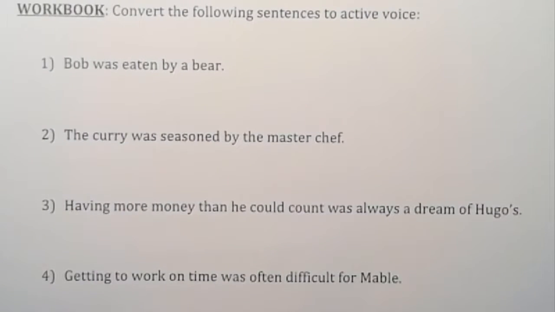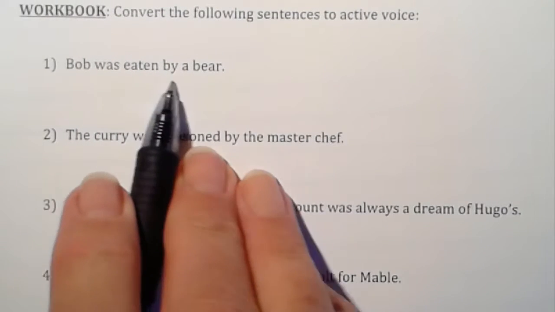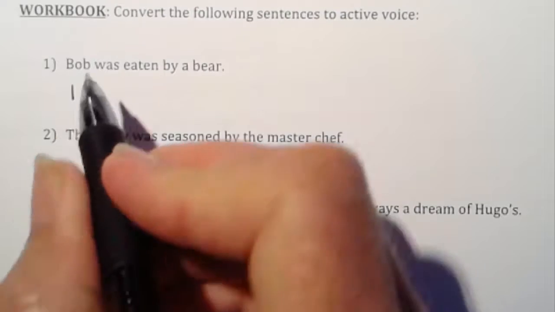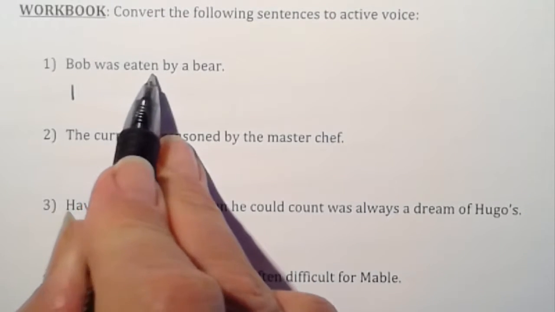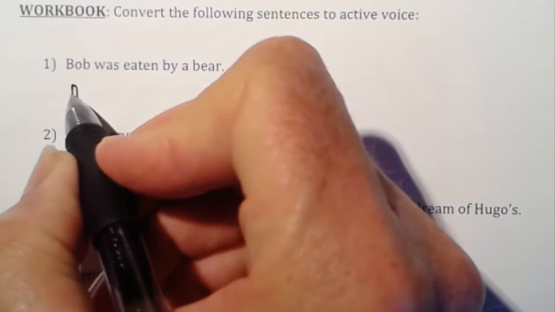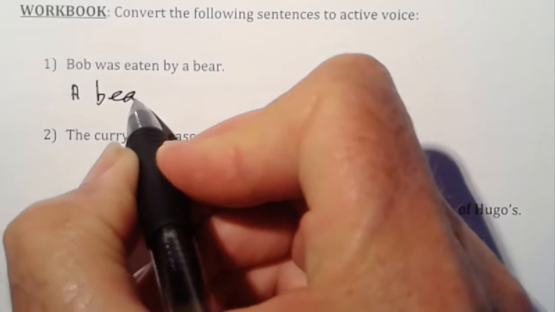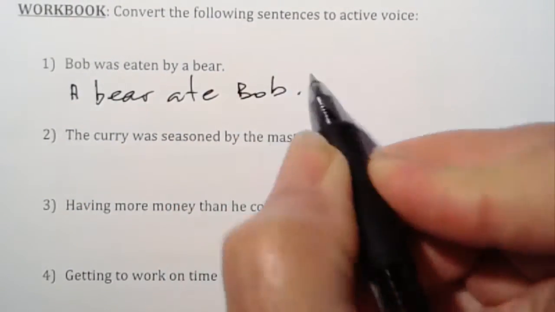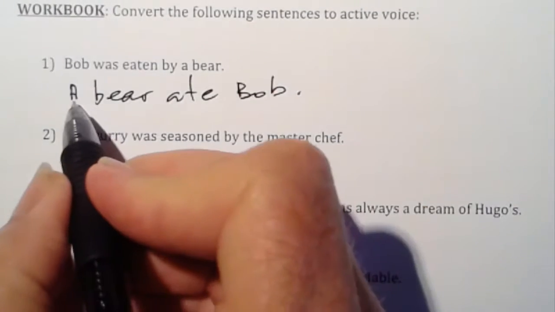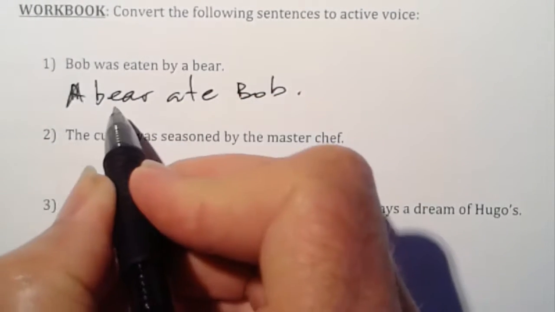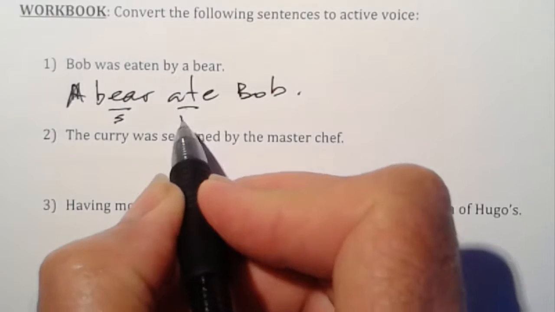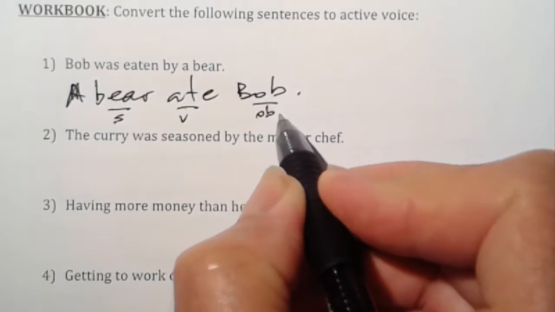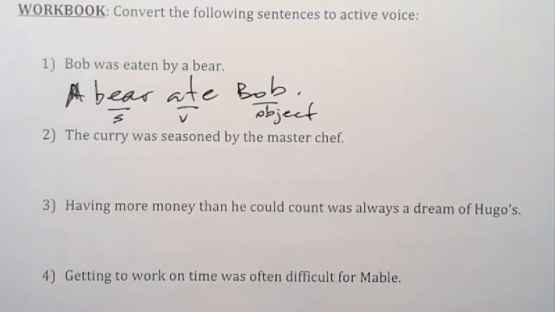So let's rewrite this. Who is doing the eating? The bear. And it's simple past tense, was eaten. Poor old Bob. So here we see that really, there's my subject, there's my verb, and Bob is just the object. He got gobbled up. Yum, yum, yum.